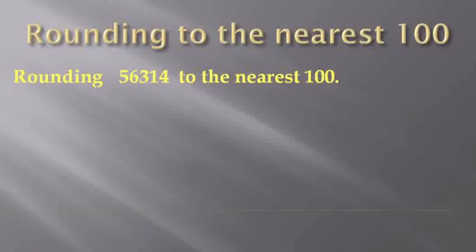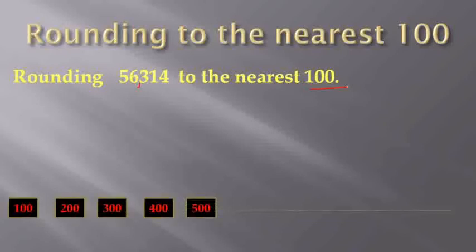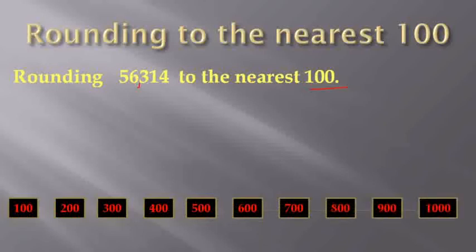Now I am moving towards the next example. Next example is 56,314. So to round to the nearest 100, write the multiples of 100: 100, 200, 300, 400, 500, 600, 700, 800, 900 and 1000. Now just concentrate on the last three digits, that is 314, and it is greater than 300 and smaller than 400, so it will lie between 300 and 400.